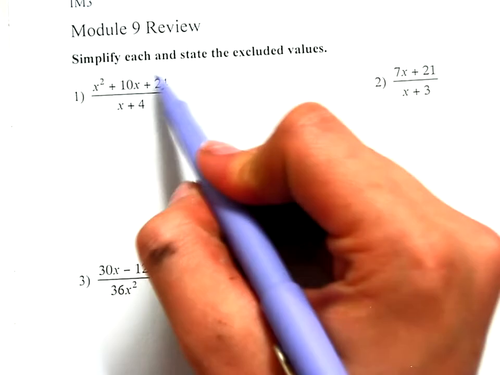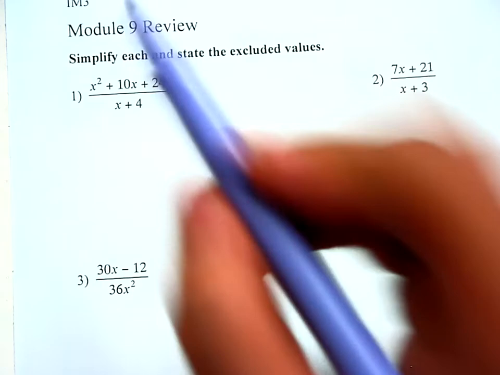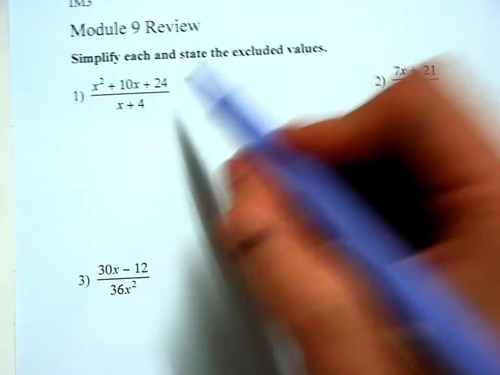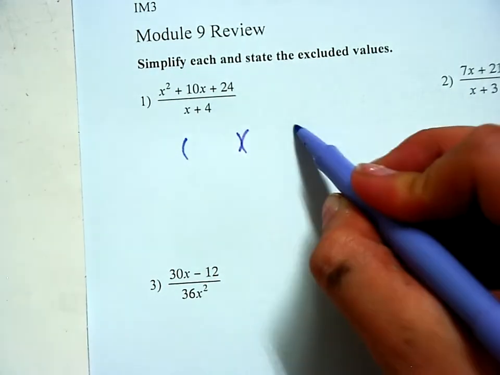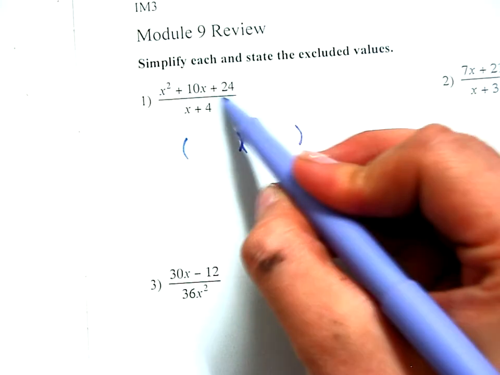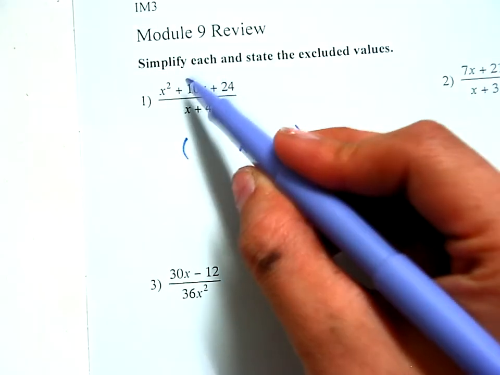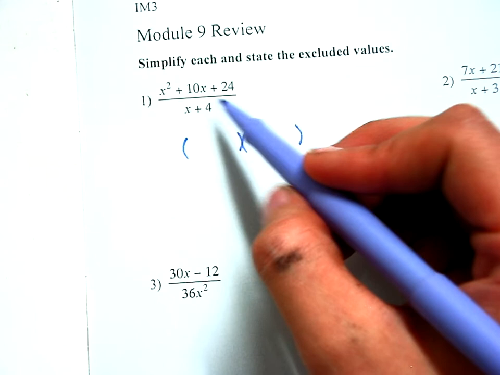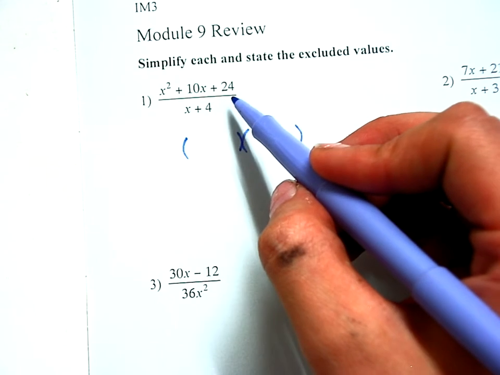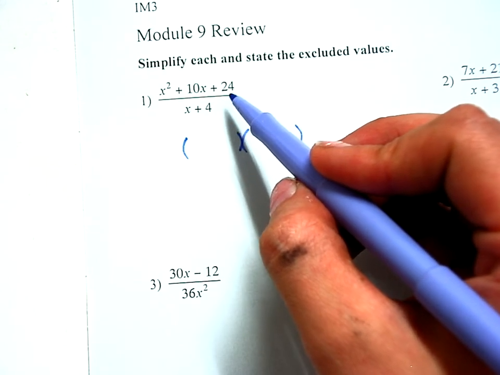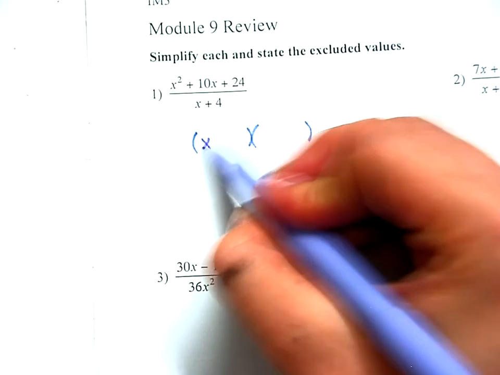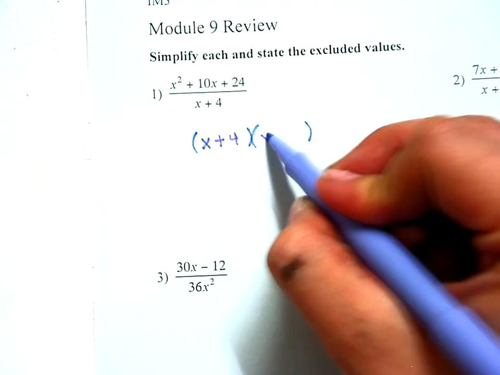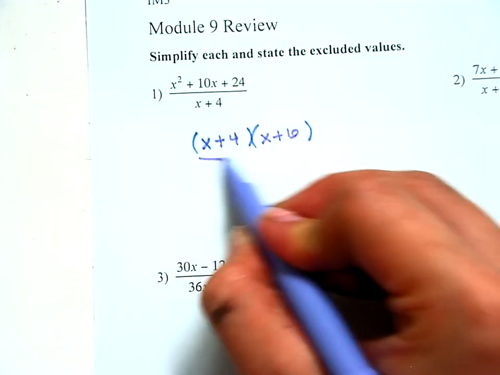So I see in my numerator, I've got a trinomial. Let's factor that. So we're going to see if our guess and check is going to work. Let's see what factors of 24 are going to add up to 10. Well, I have 3 and 8, and those aren't going to add up to 10. I have 6 and 4. Okay, those are going to add up to 10. So I can factor this as x plus 4, x plus 6, and then don't forget your denominator.